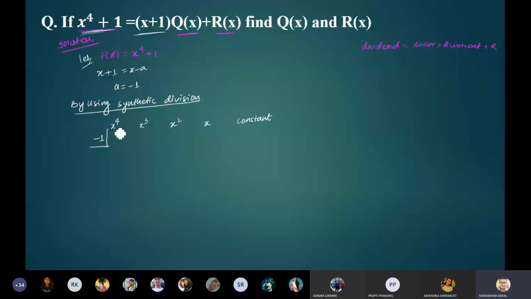So now write the coefficients. The coefficient of x power 4 is 1. There is no x cube term, so its coefficient will be 0. No x square term, so it will be 0. And the coefficient of x is also 0. And then the constant is 1.